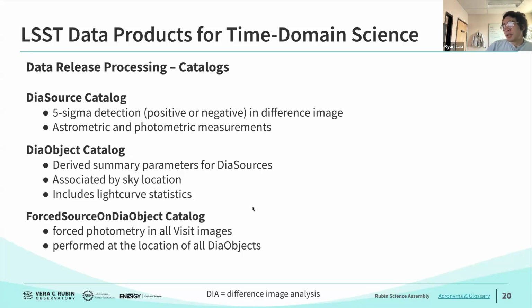There's also going to be the forced source on DIA object catalog. That's forced photometry on all the visit images of a DIA object. The difference between that and the DIA source catalog is that the DIA source catalog only flags 5 sigma detections, whereas forced source on DIA object is just forced photometry at the position of the DIA object for all the visit images, even when there's no greater than 5 sigma variation. So you get 3 sigma or even non-detections of variability there.